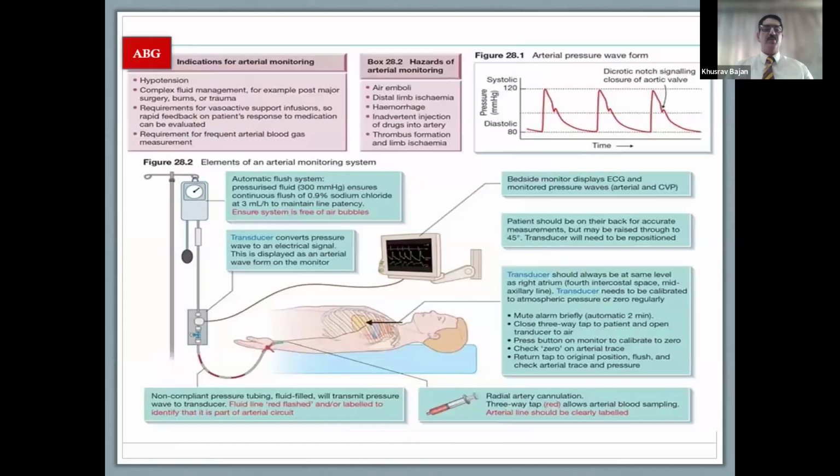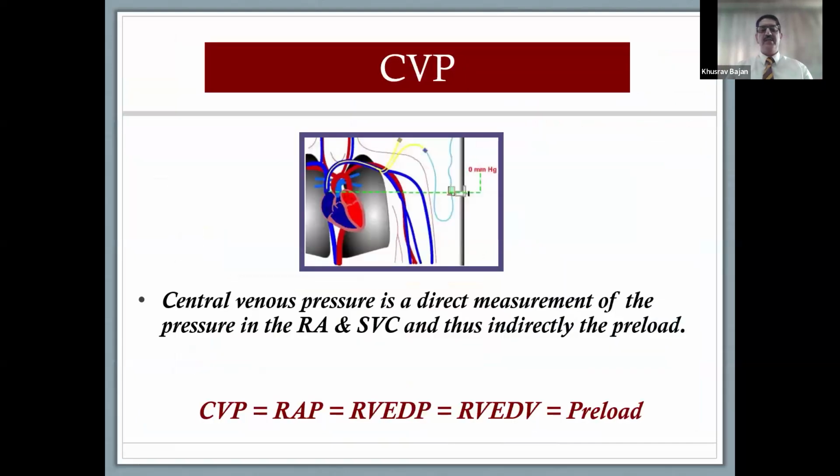This is just one slide which tells you everything that you might want to know about the arterial line. It's not ABG, it's arterial line. It covers the indication, the hazards, how the tracing looks, what the dicrotic notch means, that the aortic valve has closed and the diastole now begins, and the way of finding the phlebostatic axis. This is pretty easy to understand, and most of our unstable patients should always get that. Then comes the CVP, the central venous pressure, which is again based on assumptions.